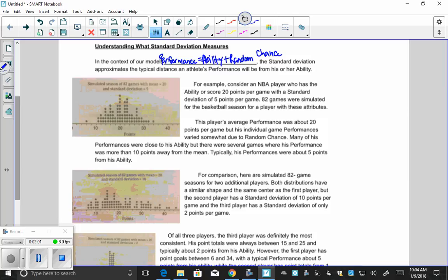For example, consider an NBA player who has the ability to score 20 points per game with a standard deviation of 5 points per game. In 82 games that were simulated for the basketball season for a player with these attributes, this player's performance, noted here by this graph, has an average of about 20. That means 20 is about their middle number.